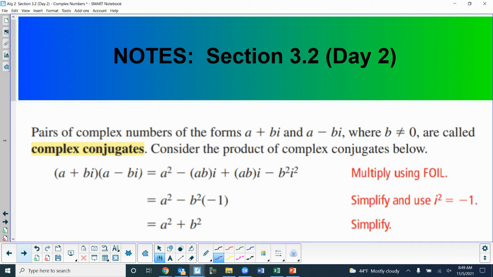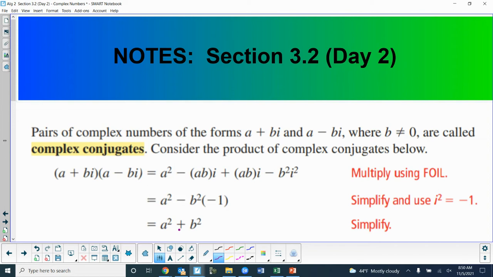What happens to a negative abi and a positive? They're going to cancel out, right? So those i's are gone. Then a positive bi times a negative bi is a negative b squared i squared. Well, what's the i squared? -1. So when you have complex conjugates, all you have to do is square the a and square the b and do what with it? Add. It's always addition. So that's a quick shortcut.